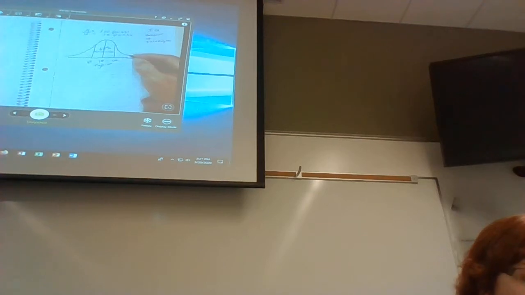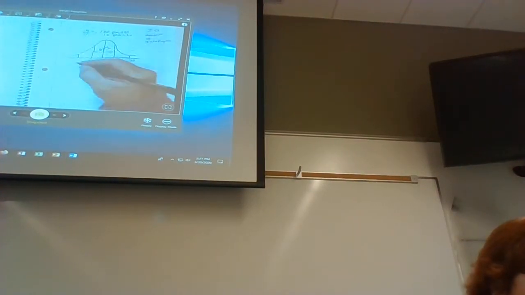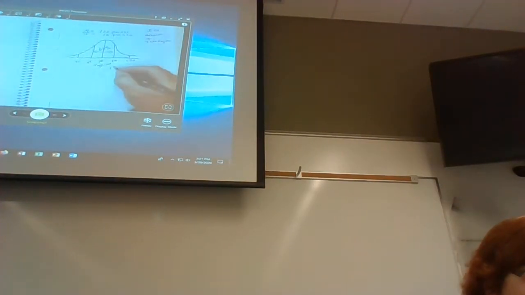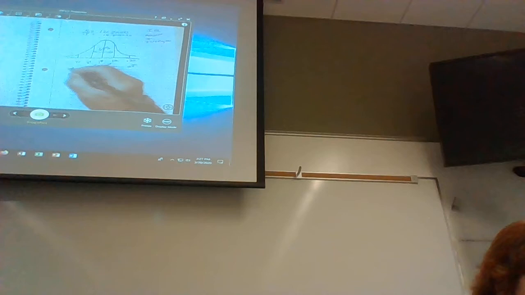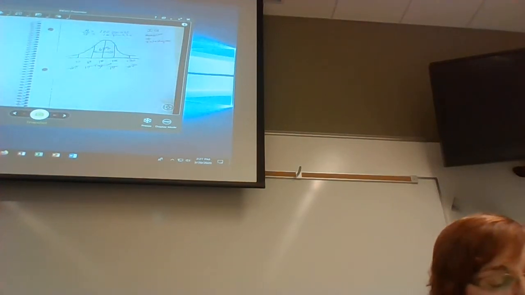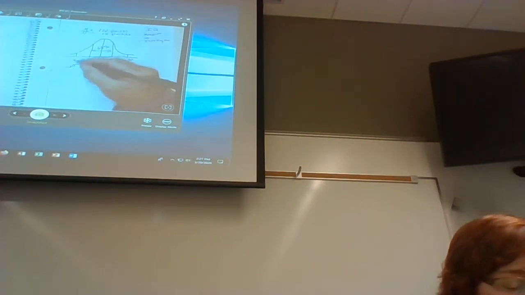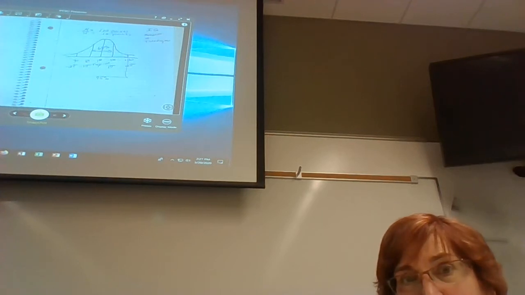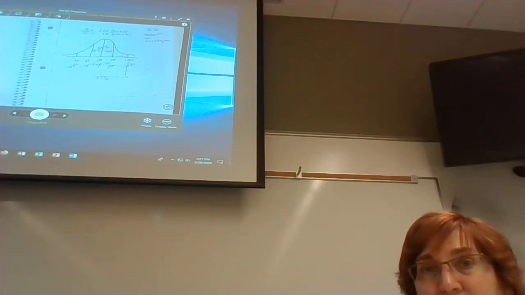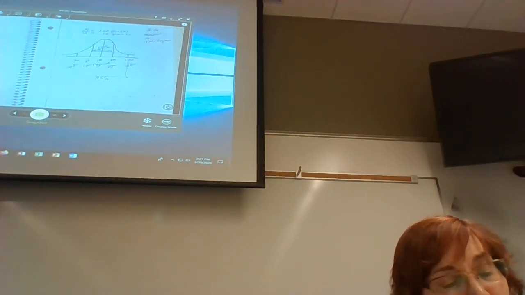If I go another standard deviation above and another standard deviation below, so this is 1 sigma above, and this is 2 sigma above, and this is 1 sigma below, and this is 2 sigma below. Then that takes me from 70 to 130. This is considered normal, and it's about 95% of the population. So 95% of the population have IQs between 70 and 130. Those people are considered normal.